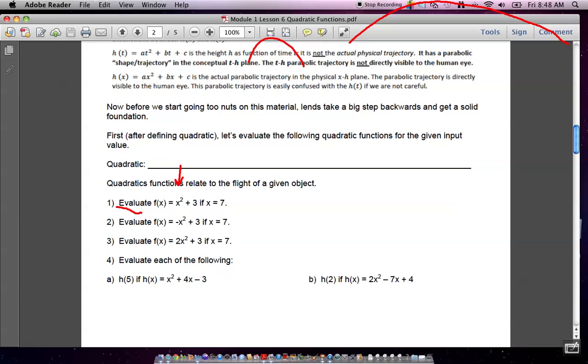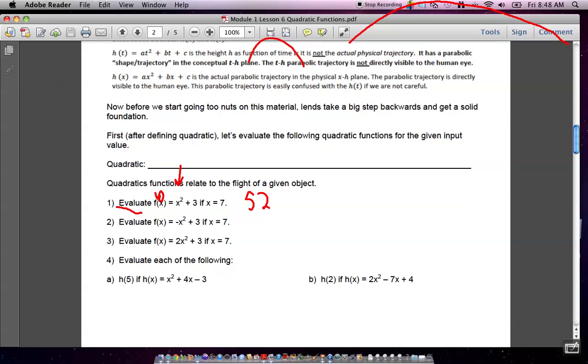Evaluate means tell me the value of f of x equals x squared plus 3. So have you seen this f of x notation before? That means the output is the same thing as y. F of x and y are the same exact thing. The output is x squared plus 3. So x is the input. So if I give an input of 7, what's 7 squared? 49. What's 49 plus 3? 52. Good. Let's try the next one.